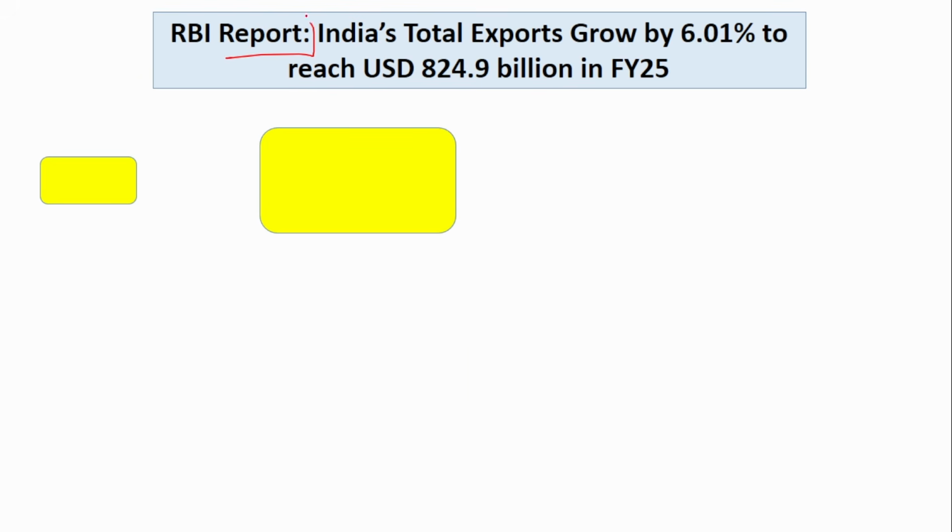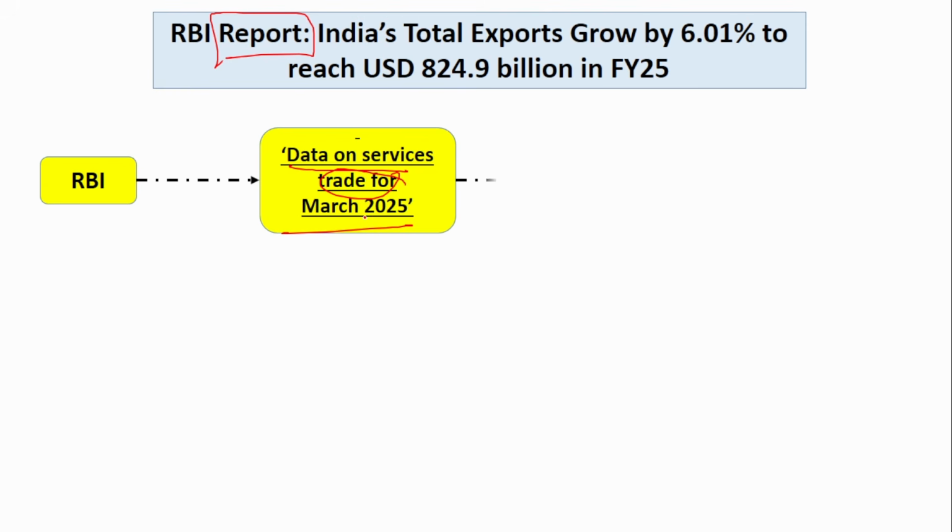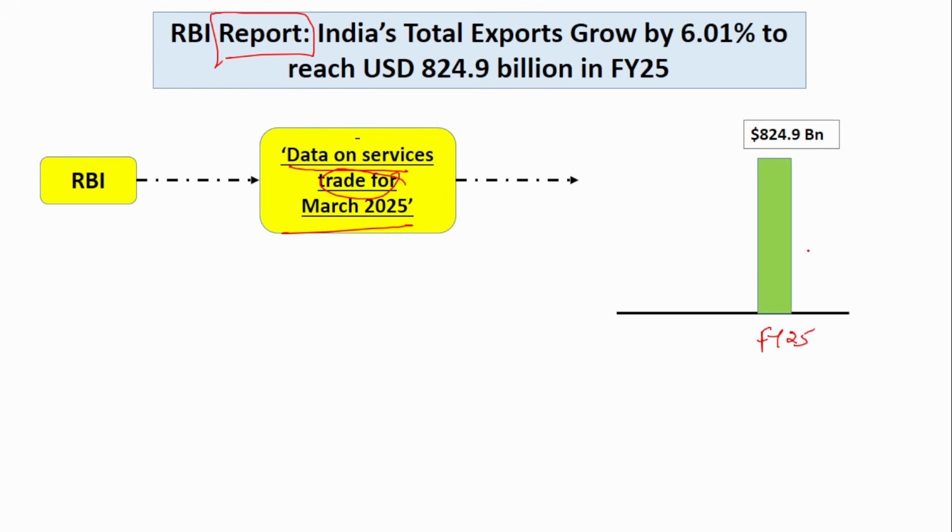The next news is about an RBI report. The Reserve Bank of India has released a report called Data on Services Trade for March 2025. If you see in that, the data of the exports has been mentioned. So in financial year 2025, the entire exports includes both goods and services. Goods are those visible to the naked eye, for example, laptops, computers, mobile phones, toys. So all these are goods. And services all come under, like, insurance and even computer services, the software services. All this comes under the services category.